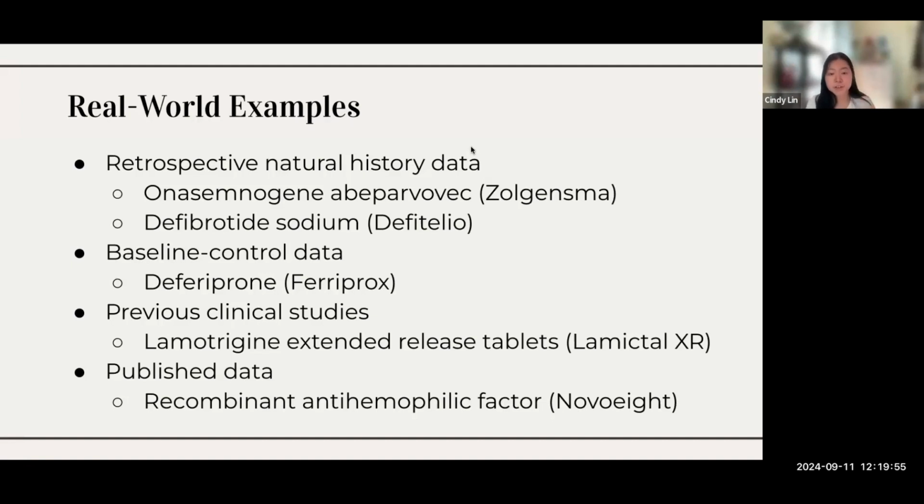And another example of retrospective natural history data as a source of external control is defibrotide sodium, aka Defitelio. It was approved for the treatment of adult and pediatric patients with hepatic veno-occlusive disease, VOD, after hematopoietic stem cell transplantation. VOD is, again, a rare disease with about an 80% mortality rate, and there were no other available treatment options before Defitelio. And the primary endpoint in the Defitelio pivotal study is survival at day 100.